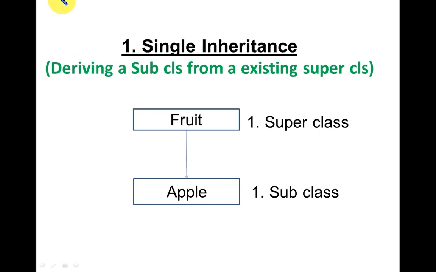So the first is single inheritance. What do you mean by single? The name itself indicates, there is one superclass and one subclass. So deriving a subclass from an existing superclass, that is single inheritance. See this example. Here fruit is a superclass. From this fruit class we are inheriting a subclass, namely apple. So here one superclass and only one subclass. This type of inheritance is known as single inheritance.